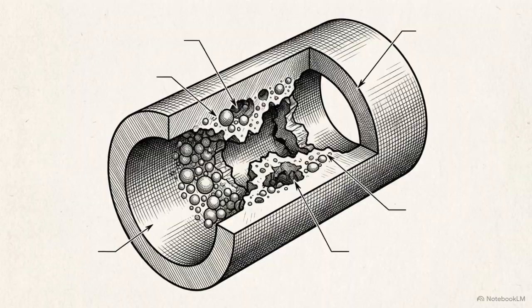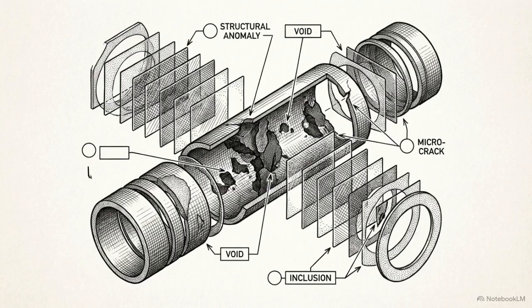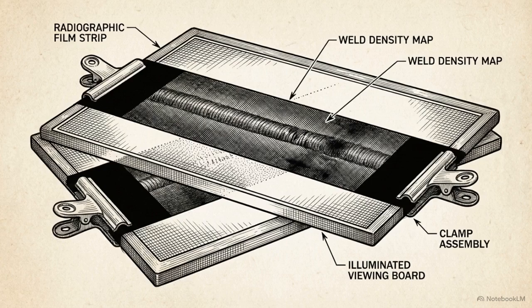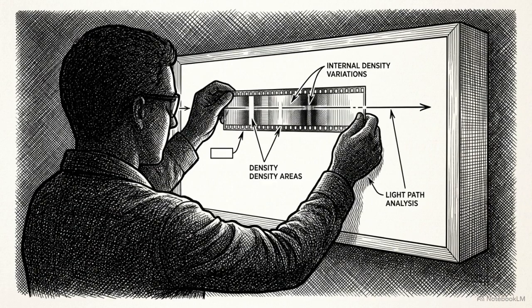To find trapped gas bubbles, porosity, or areas where the weld failed to fuse internally, inspectors must look straight through the solid steel. Historically, the industry's gold standard for internal inspection has been radiographic testing, or RT. RT provides undeniable proof of internal integrity by generating a permanent physical record of the weld.